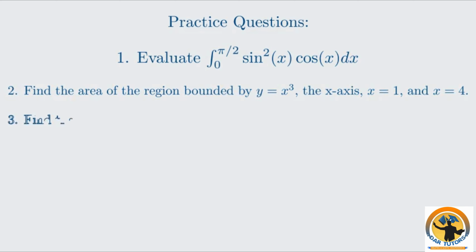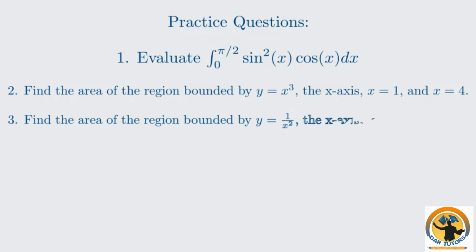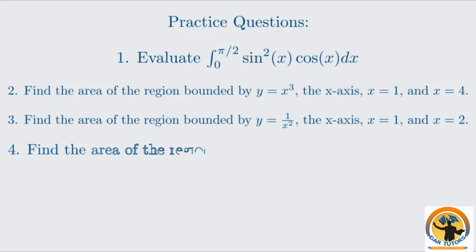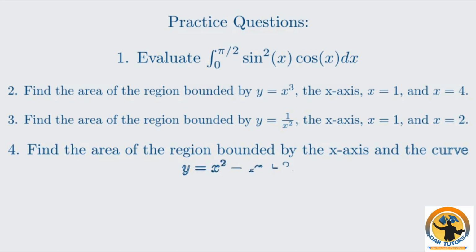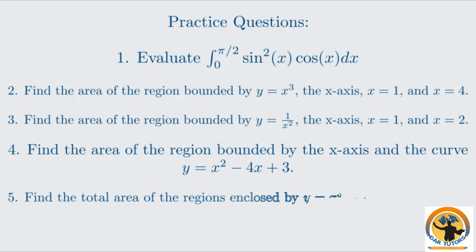Question 3. Find the area of the region bounded by the curve y equals 1 over x squared, the x-axis, and the vertical lines x equals 1 and x equals 2. Question 4. Find the area of the region bounded by the x-axis and the curve y equals x squared minus 4x plus 3. Question 5. Find the total area of the regions enclosed by the function y equals x cubed minus 9x and the x-axis.